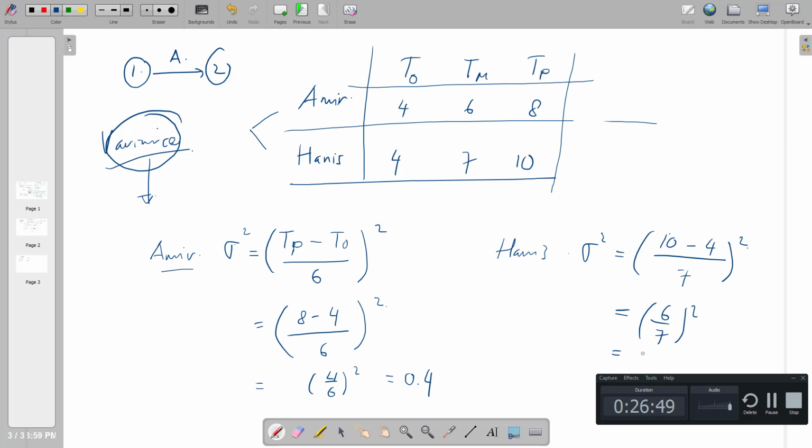What's the result? 0.73. 0.77. Yeah. Okay. Now, because Amir has less variance for this one, if you have to choose which one has a better time estimate, which one is more certain in the time estimate, then you have to choose the one with the smaller variance. So you stick to Amir instead of Hanis. That's how you use the variance in this case, right?